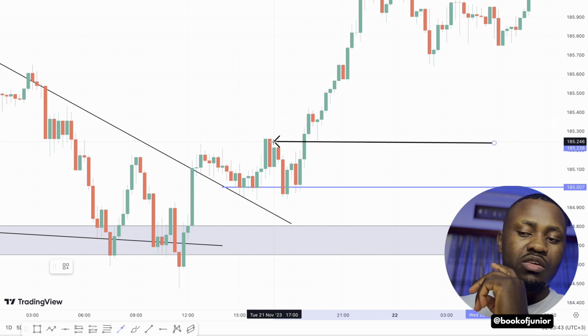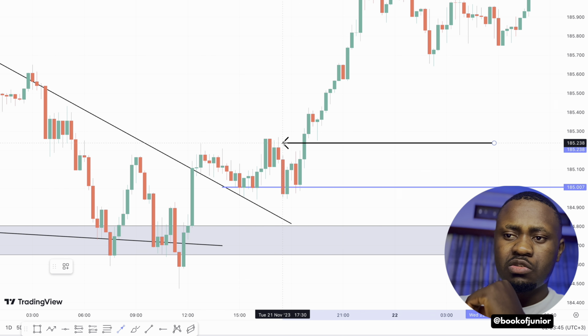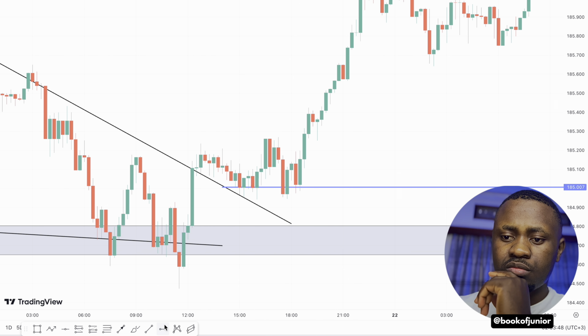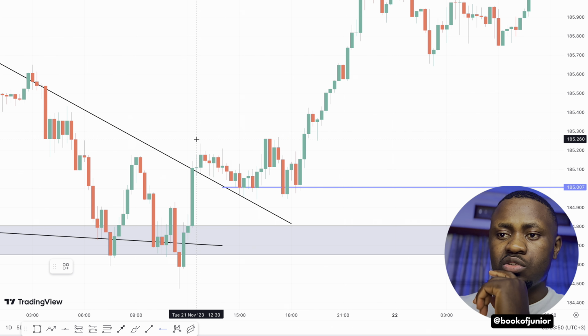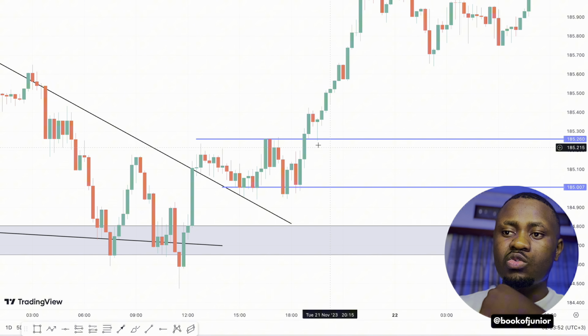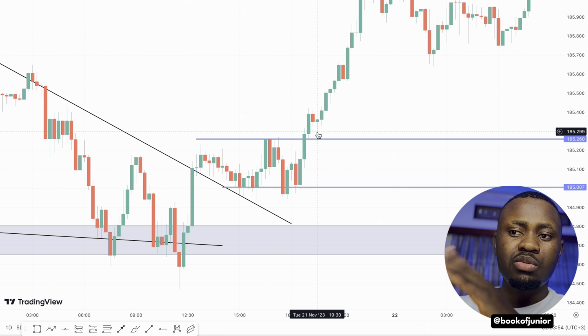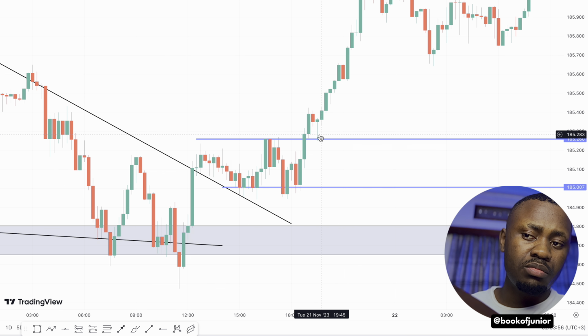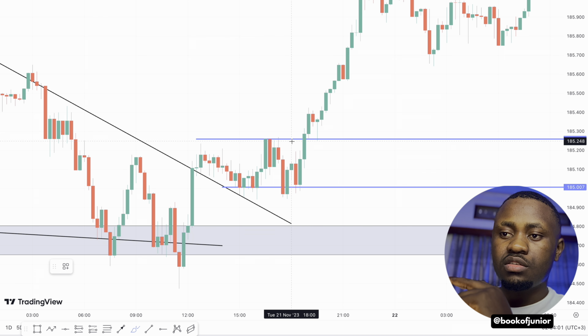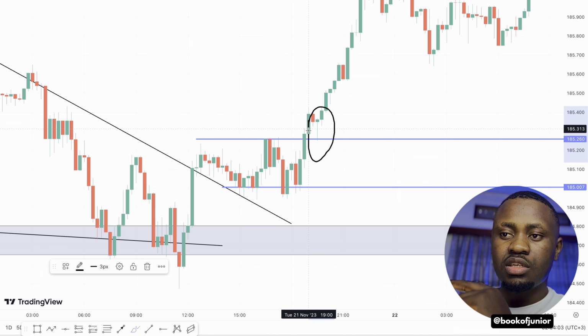Or you can wait for price to break a major zone. So a major zone is this one right here. This one will be a major zone because it's more of a resistance. You can see, so price breaks our resistance, pulls back. It gives us a bullish hammer, or what you call a hammer. This one right here. You can see, guys. So you take your trade.